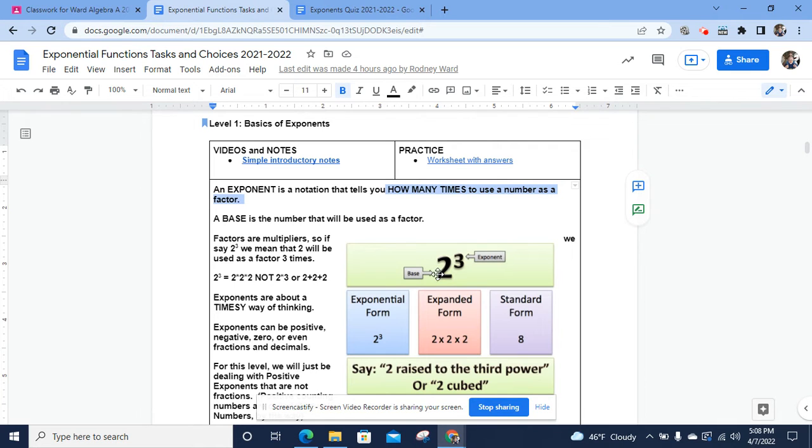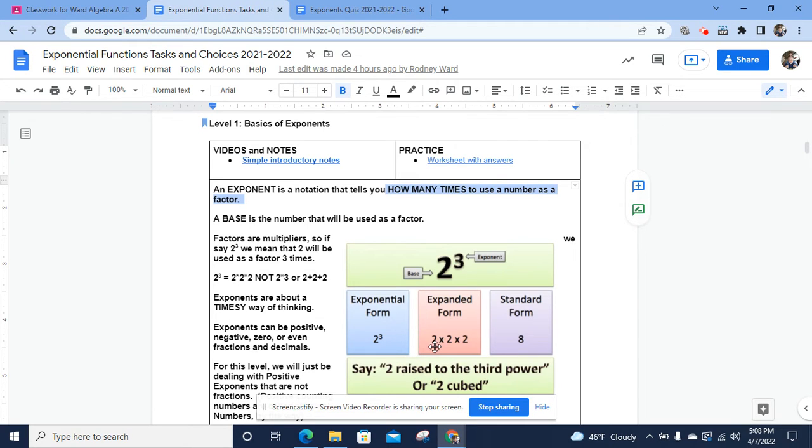And here's a nice little example of it, 2 to the third power. What this tells us is that we're going to take this number 2, which is called a base, and that's the language you'll need to know, and we're going to use it as a factor 3 times. And so here's the exponential form, 2 to the third, or you could say 2 cubed in this case, since it's a third power, and cubes are three-dimensional. That's why we associate cubed with third power.